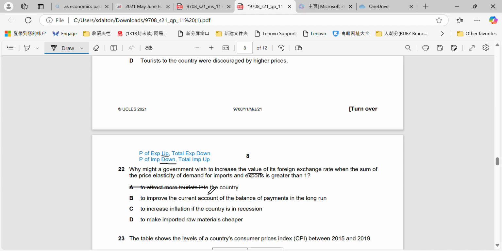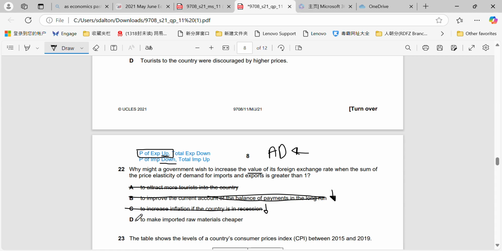It's not to attract tourists into a country. When we have an appreciation, it actually makes it more expensive for foreign tourists to come. That's correlated with the price of the exports. To improve the current account balance of payments in the long run, we can see that will actually decrease the current account balance of payments because we'll be increasing our imports and decreasing our exports. To increase inflation, well, if imports go up and exports go down, that is going to move aggregate demand to the left. So therefore, it would not increase inflation, it would actually decrease inflation.